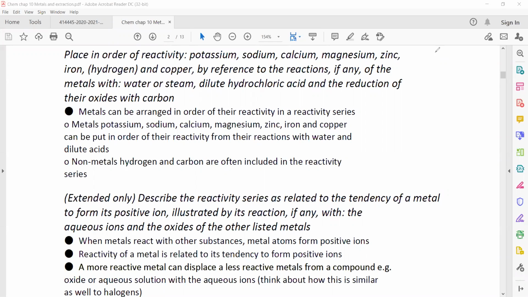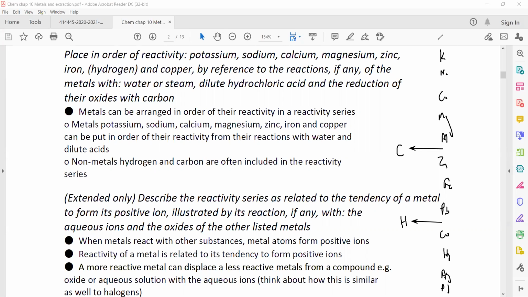So when we write the reactivity series, we have potassium, sodium, calcium, magnesium, aluminium, zinc, iron, lead, copper, mercury, silver, gold, and platinum. Position of the carbon: where is the carbon placed? Carbon is more reactive than zinc. So this is the position of carbon. And what is the position of hydrogen? Hydrogen is more reactive than copper. So this is the position of hydrogen.